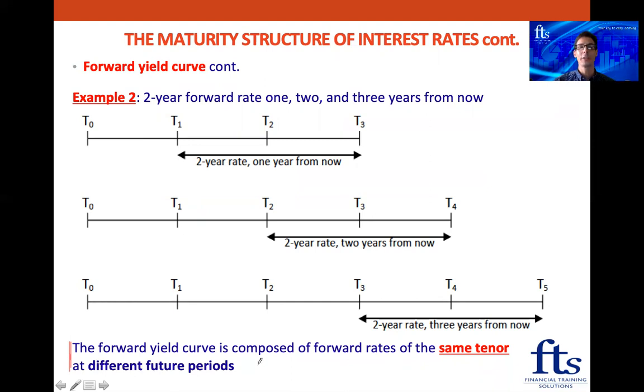So the forward yield curve is composed of forward rates of the same tenor because each forward rate here has 2 years. It's a 2-year rate each time, but at different future periods because this is in 1 year's time, that's in 2 years' time, and that's in 3 years' time. So for example, down the bottom here, a company might go for this rate if they want to borrow money 3 years from now for 2 years, then they can lock in this rate today. So that's all it is.